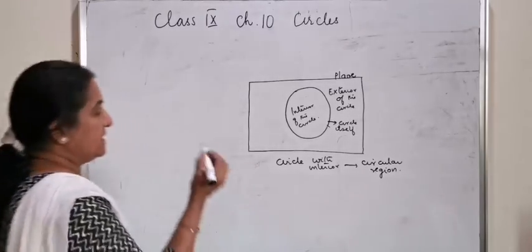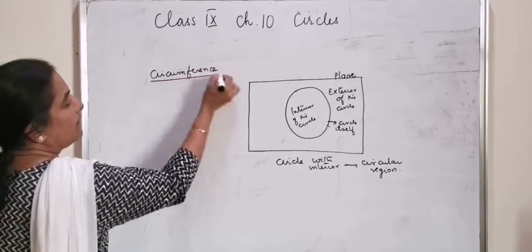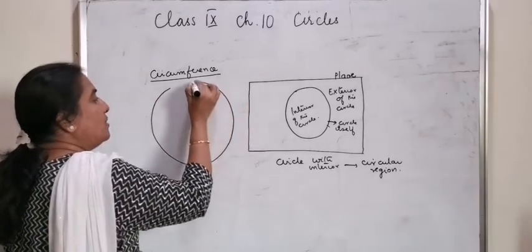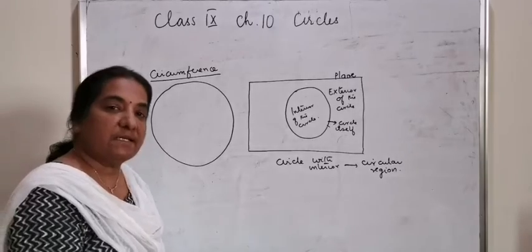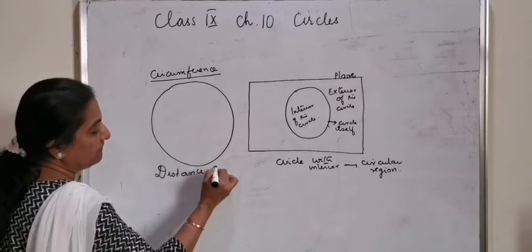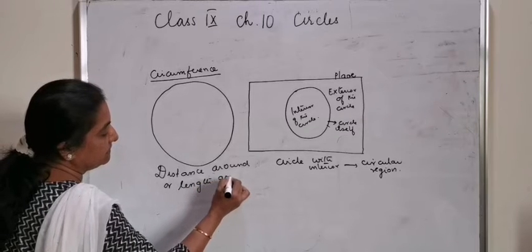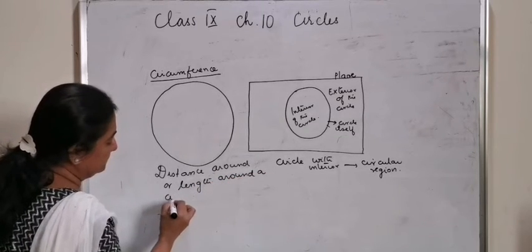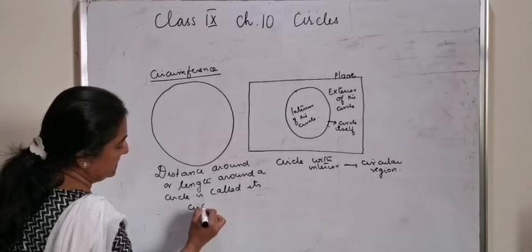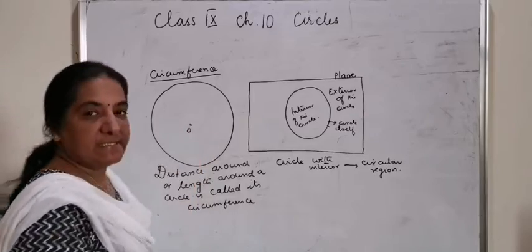The next concept is the circumference of a circle. What do you mean by the circumference of a circle? It is the length of the circle, or the full distance around the circle. That is, the distance around, or the length around, a circle is called its circumference.